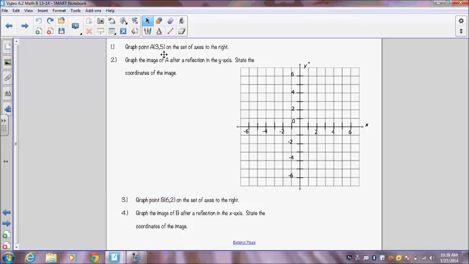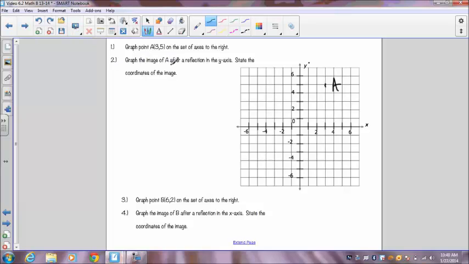So I'm going to go ahead and graph out the point (3, 5). Remember, to graph out the point (3, 5), you just go to the right 3, then you go up 5, and you just put a dot there. So this point right here is my A, and I'm going to label it A. Now let's go ahead and follow the directions.